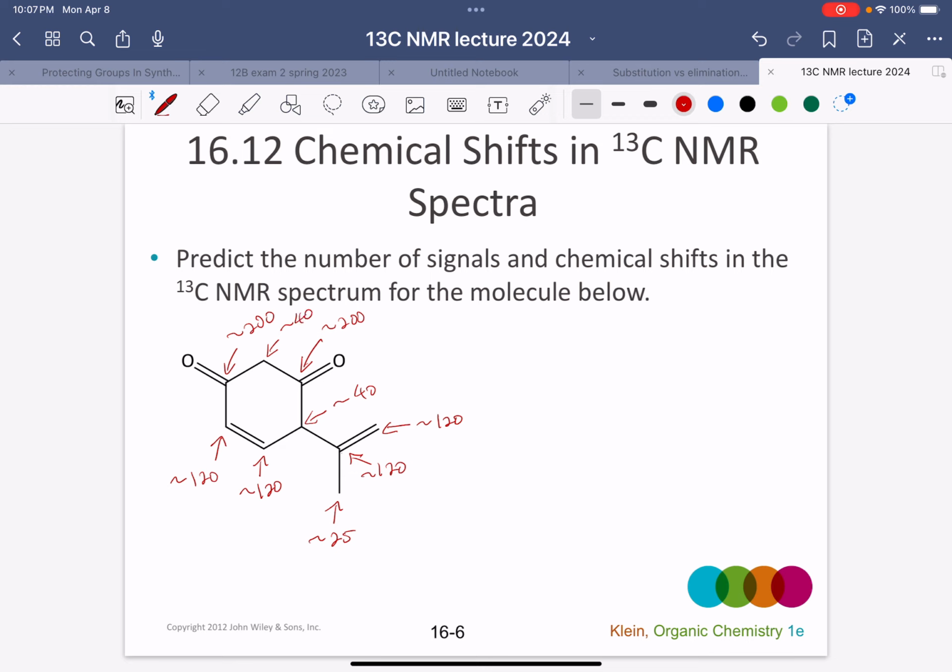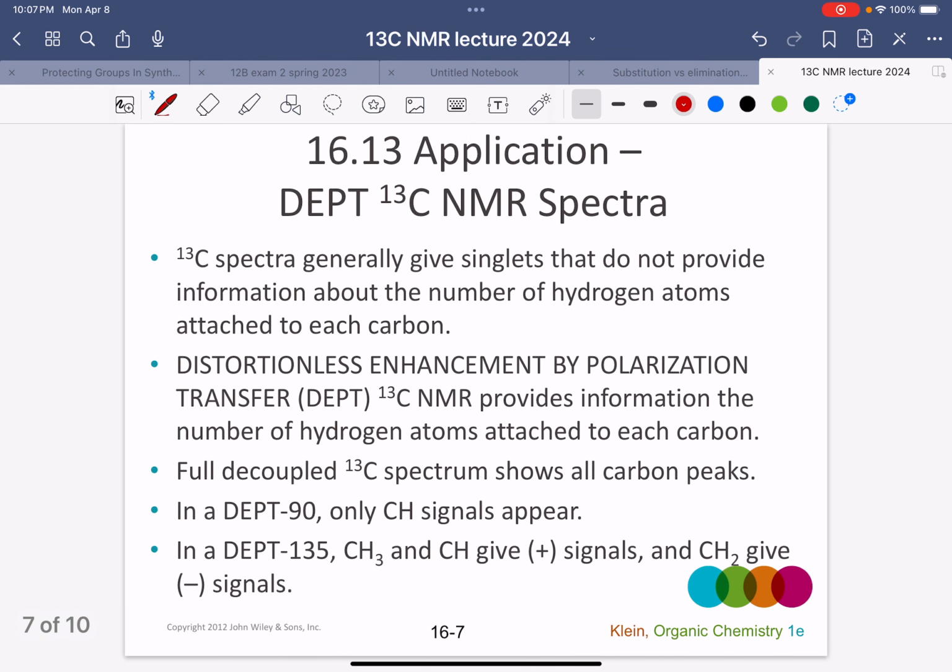1, 2, 3, 4, 5, 6, 7, 8, 9. Those are our 9 carbons. These are just estimates. So we're going to use carbon 13 NMR as another tool, another piece of the puzzle to help figure out structures of molecules, such as your unknowns. Okay, now we actually can get more information than just the number of signals and their chemical shift. We can do some experiments where we introduce a little bit of carbon-hydrogen coupling back into the system.